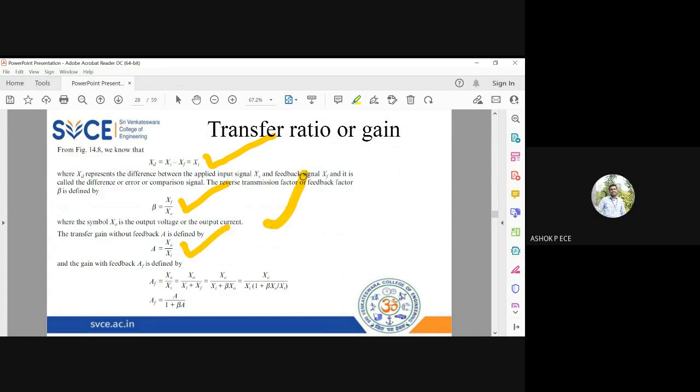As I told you, in all these cases, we will be finding two things: gain with feedback and gain without feedback. The gain without feedback is given by capital A, and the gain with feedback is given by A suffix F. It is the voltage gain with feedback. When you write only A, it is voltage gain without feedback. Without feedback means you have to consider what is the input to the amplifier and what is the output of the amplifier. Gain with feedback means you have to consider what is the input coming from the source and what is the output of the amplifier. See here, capital A is X naught by Xi.